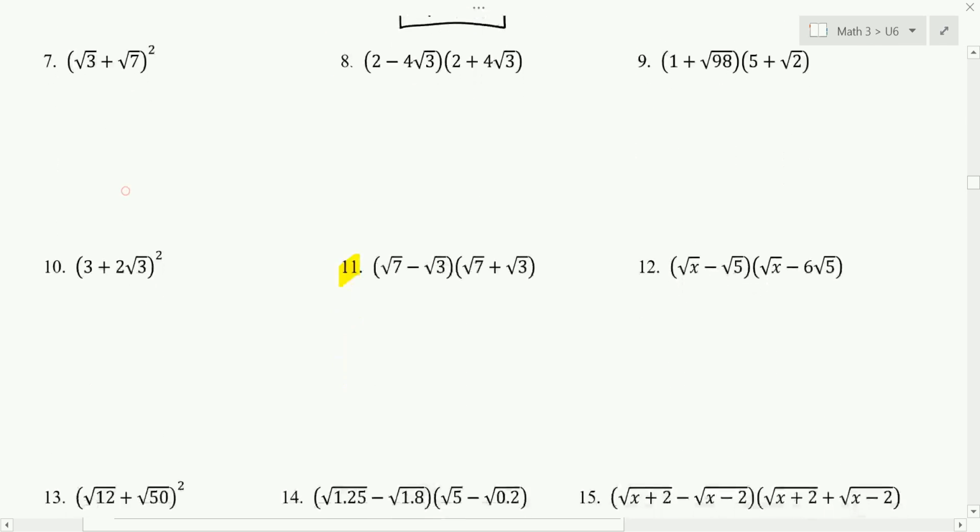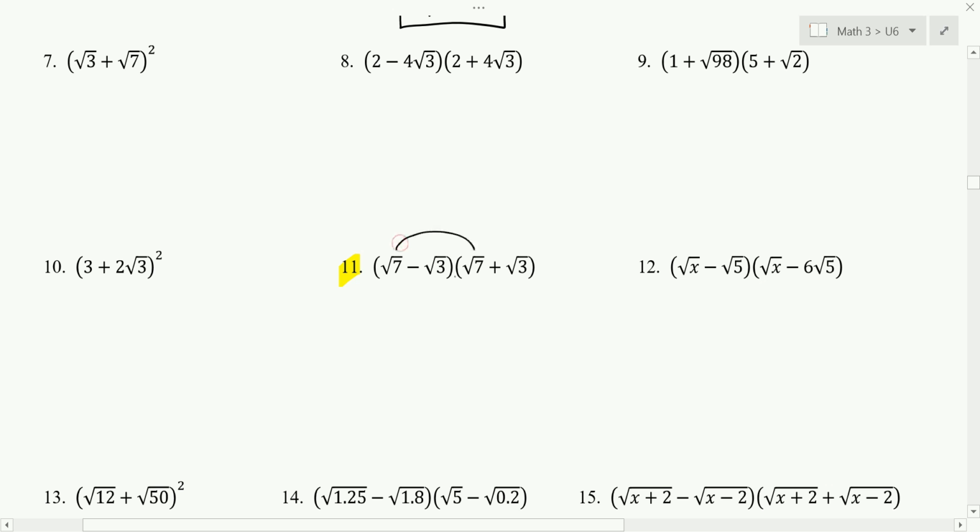Next, let's look at 11. Here, notice we have conjugates, meaning everything looks the same except one binomial has a minus sign between the two terms, and the other one has a plus sign. If you have this case with square roots, it will end up getting rid of the square roots, and we'll see that in this problem.